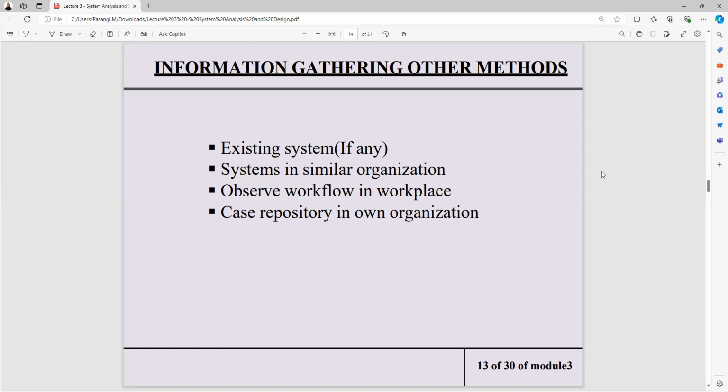Other methods. What are the other methods? Existing other methods. So one is the existing system. If there is an existing system, we need to have a clear idea about it. What are the drawbacks of this system? What are the new features we need to add according to the users' or the client's perspective? Then what are the plus points of the current system as well, so that we can include those plus points in our new modified system as well.